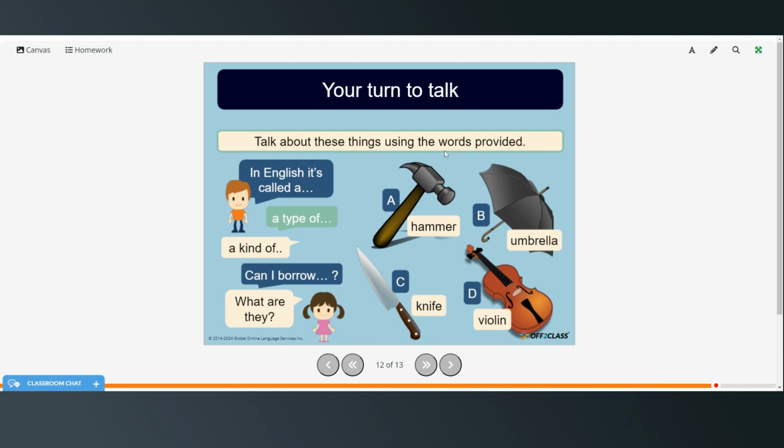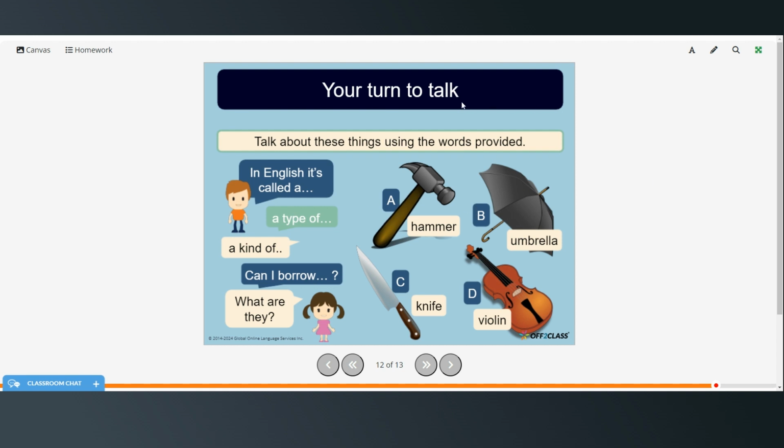All right, so now see if you can make some sentences about these words using it's a type of, it's a kind of, can I borrow. So take a few moments. You can pause the video and try those on your own and then restart when you're ready to hear some suggested answers. Your answers might be a little different from mine, but we'll talk about some suggested answers.